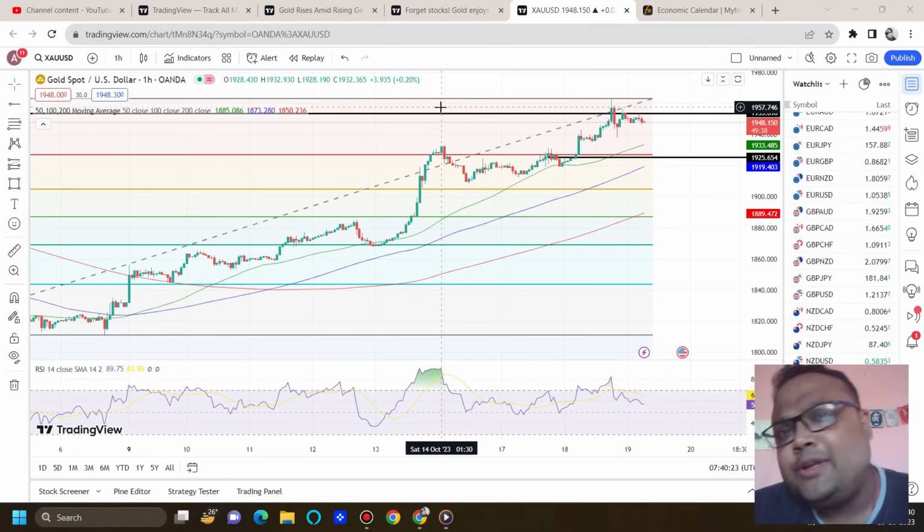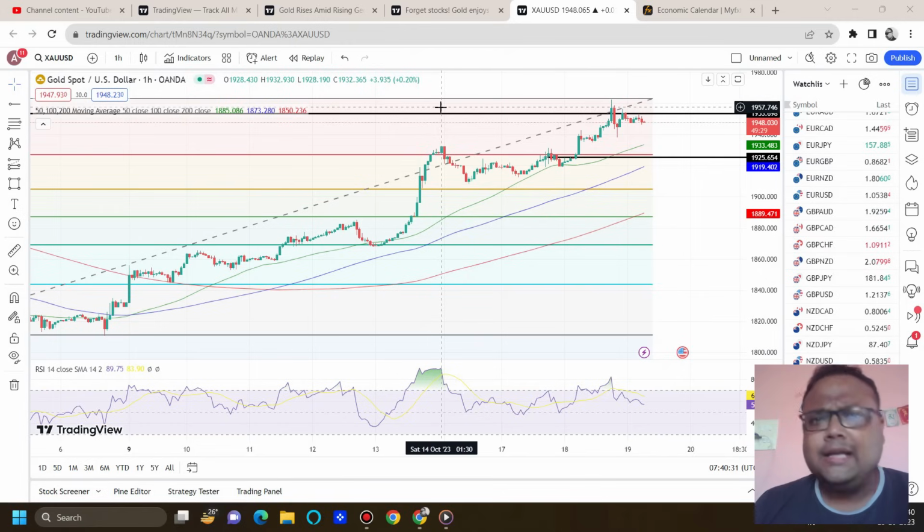Because of the ongoing tension between Israel and Palestine, market sentiment is extremely bullish. No need to look at the other things right now, no need to look at DXY. Simply focus on the chart of gold, because the market is extremely bullish because of the ongoing situation.